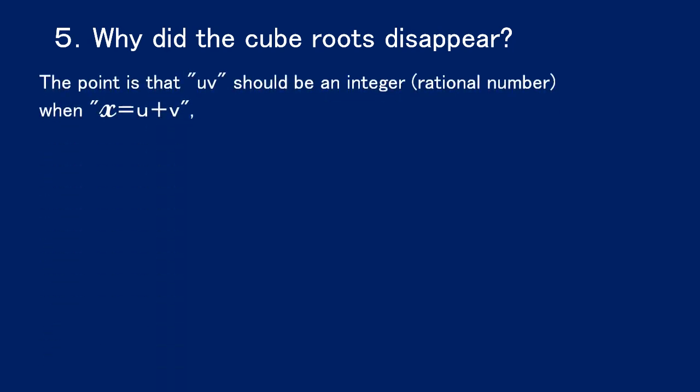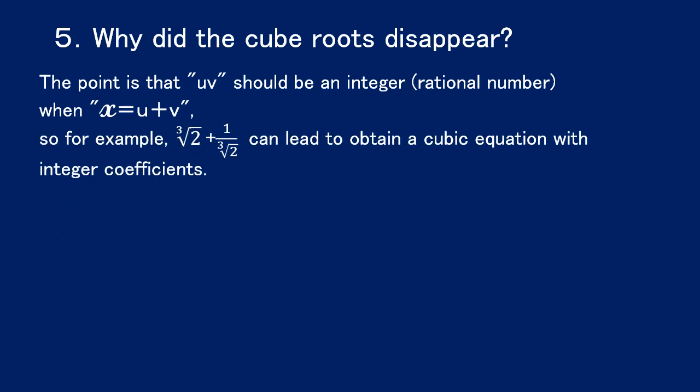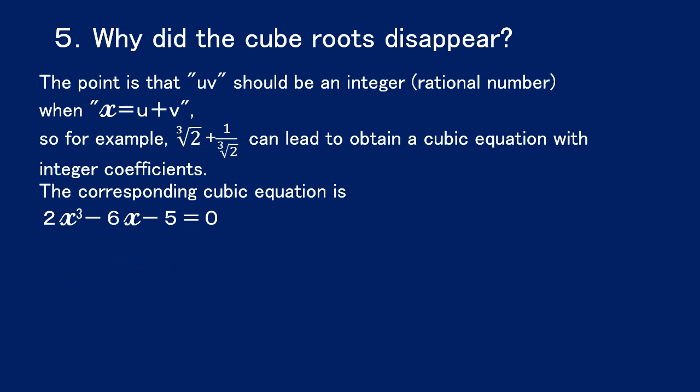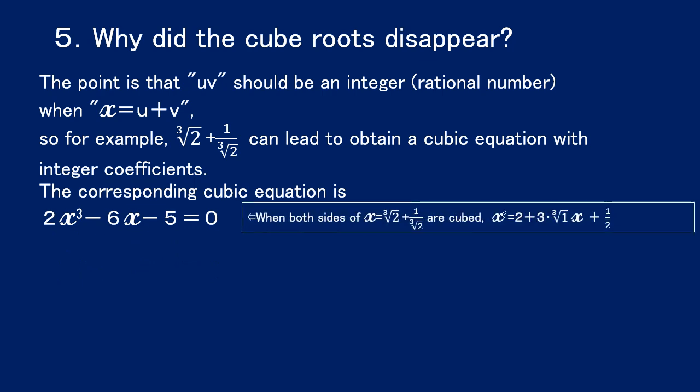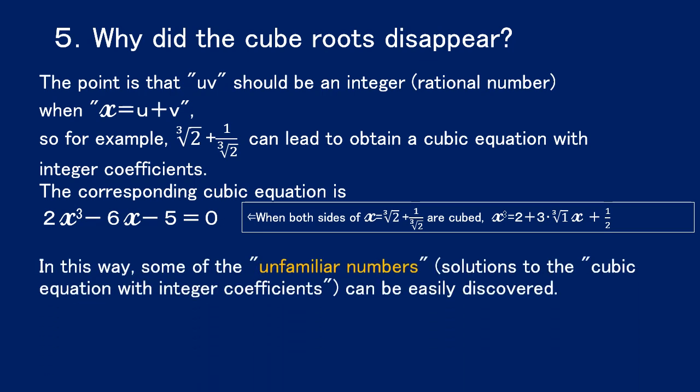The point is that uv should be an integer, or rational number, when x equals u plus v. For example, the cube root of 2 plus 1 over the cube root of 2 can lead to a cubic equation with integer coefficients. The corresponding cubic equation is 2x cubed minus 6x minus 5 equals 0. In this way, some of the unfamiliar numbers, solutions to cubic equations with integer coefficients, can be easily discovered.